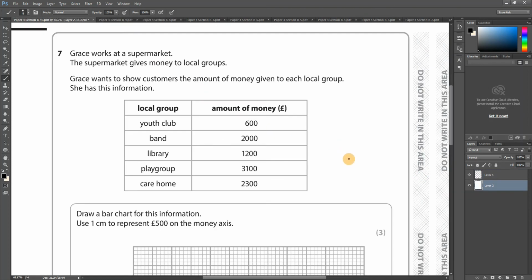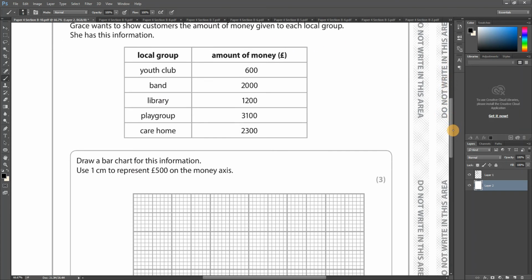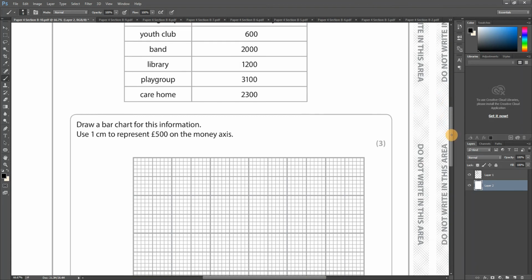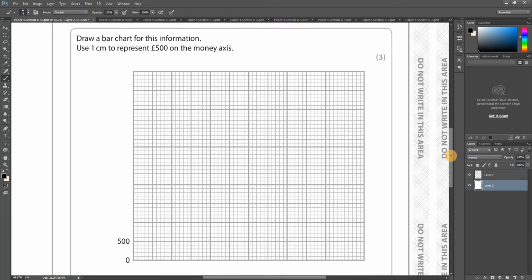Question 7. Grace works at a supermarket. The supermarket gives money to local groups. Grace wants to show customers the amount of money given to each local group. She has this information. Okay. Draw a bar chart for this information. Use 1 centimeter to represent £500 on the money axis.